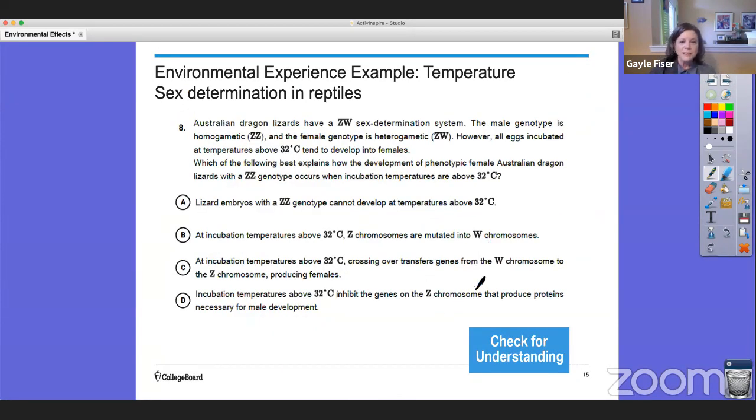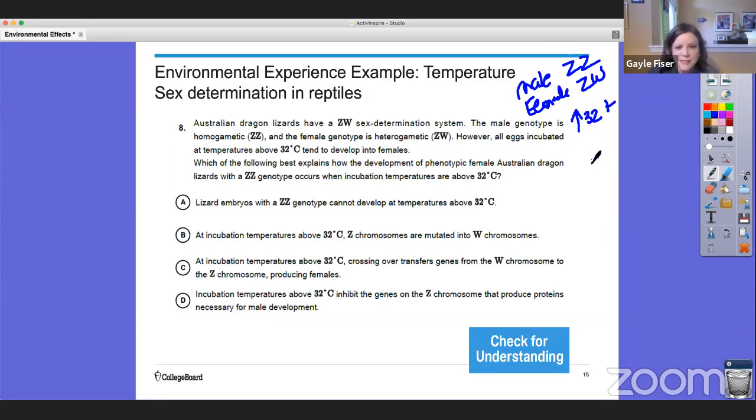All right, environmental experience, example temperature again, sex determination in reptiles. Australian dragon lizards have a ZW sex determination system. The male genotype is homogametic, ZZ. So here we have our male is ZZ. And a female genotype is heterogametic, and she is a ZW. However, all eggs incubated at temperatures above 32 are female, okay?